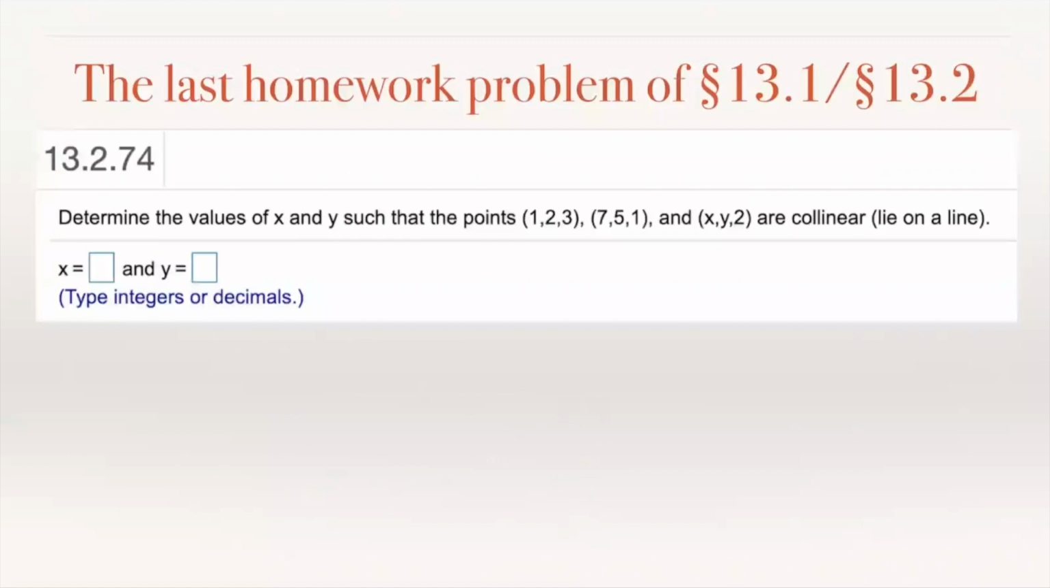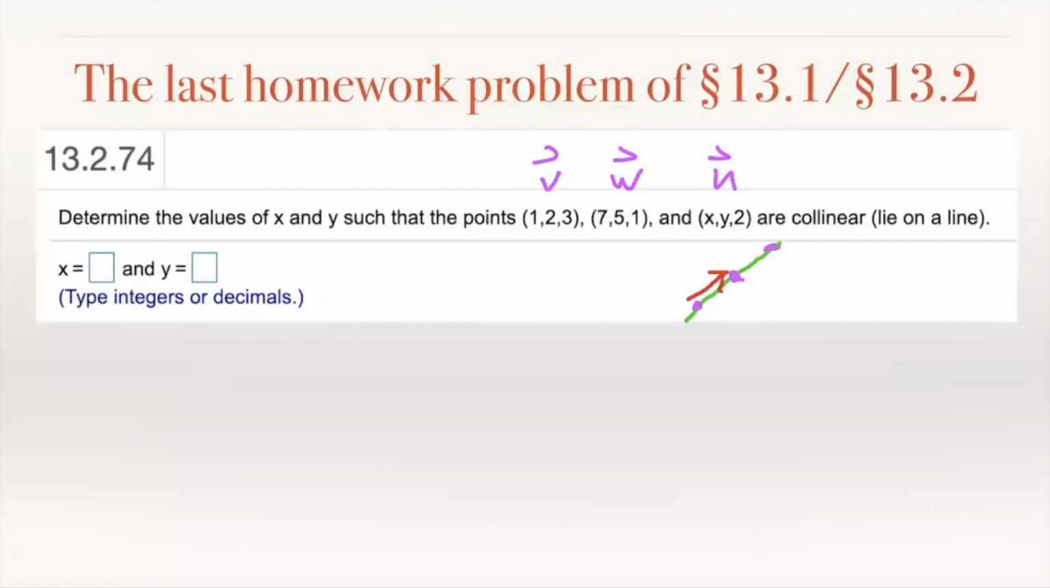Now, the last homework on 13.2 was this problem. Determine values of x and y such that these 3 points are collinear, which means lie on the same line. So, in other words, where that's V, that's W, and that's U, we want these 3 points to lie on the same line, like that. So, how do we find x and y such that this is true?